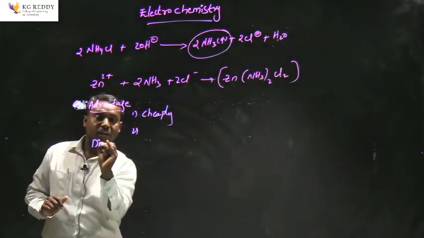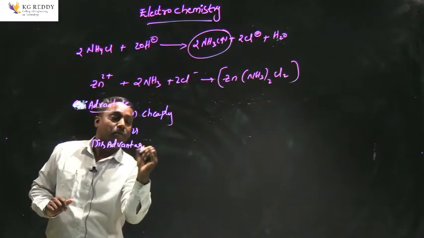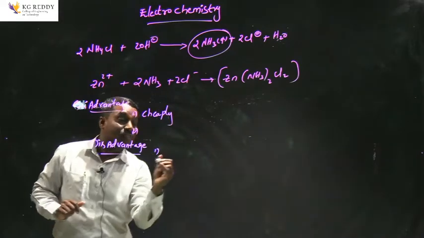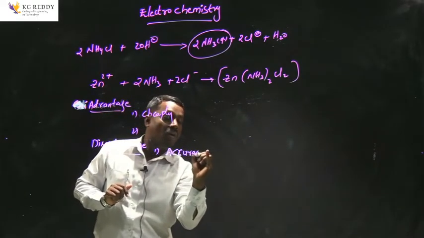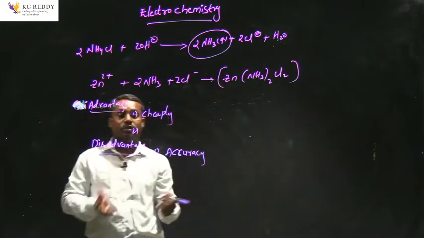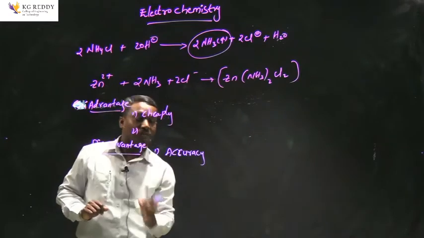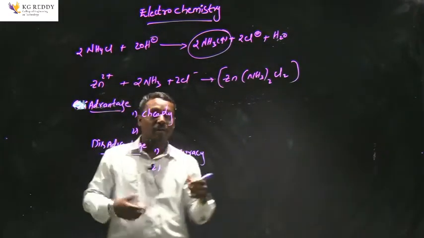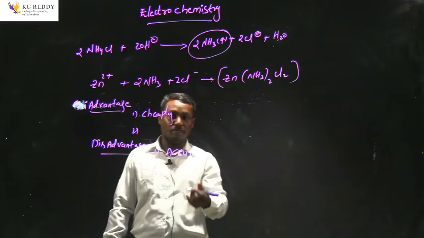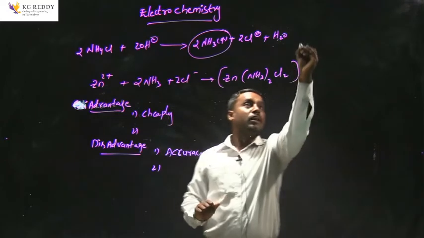The major disadvantage of primary batteries is that the accuracy of the battery cannot be known. That is the major disadvantage. The second one is that these cells can be used only one time. They cannot be recharged again and again. That is the reason it is a disadvantage of primary batteries.